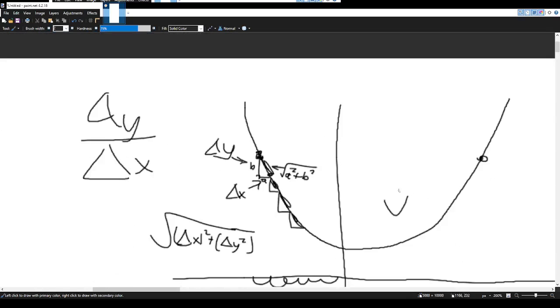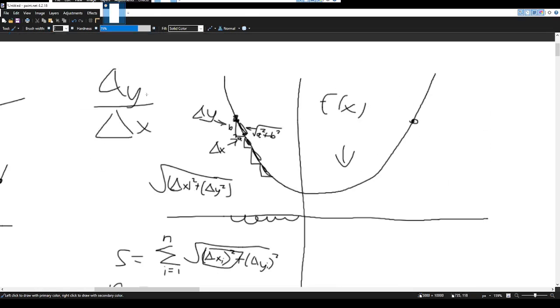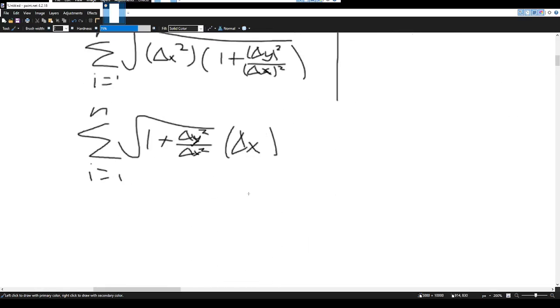So if we call this whole curve y of x, or actually, no, not that, f of x, then delta y over delta x equals the slope, the value of the derivative of f at x.